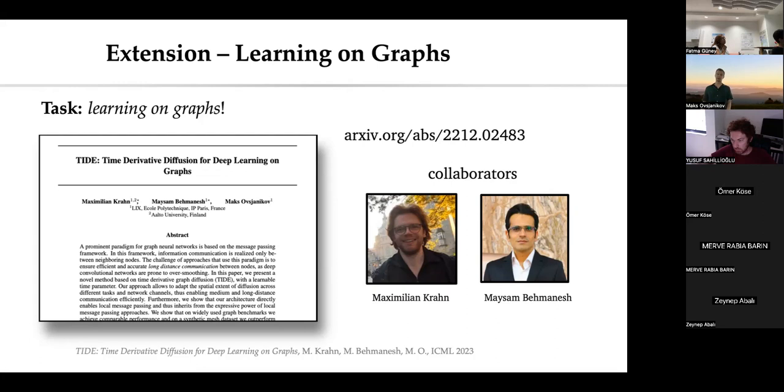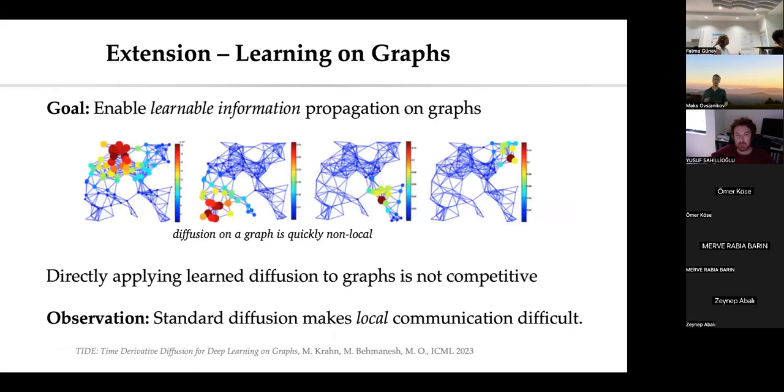So just to quickly introduce the high level idea: what we would like to do is basically enable learnable information propagation on graphs. Imagine that you have this graph structure. Here I'm just visualizing it in 2D, but actually the nodes don't have any coordinates. We just have some graph with some connectivity, and I would like to enable information communication between, let's say, one node and other nodes within this graph. If I can do that and create a layer out of this, then I can create a deep learning model.